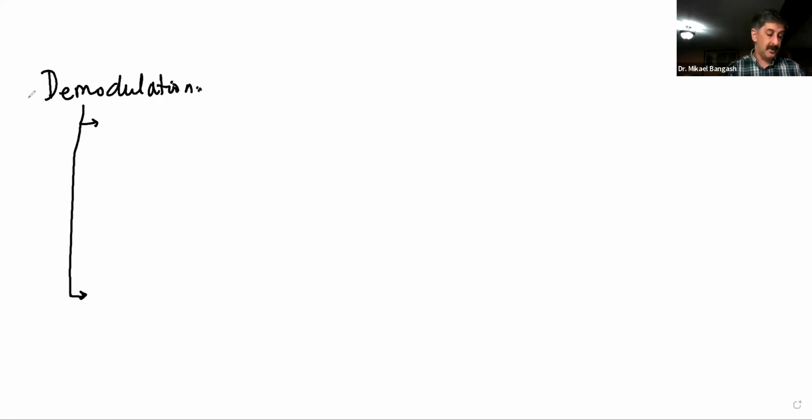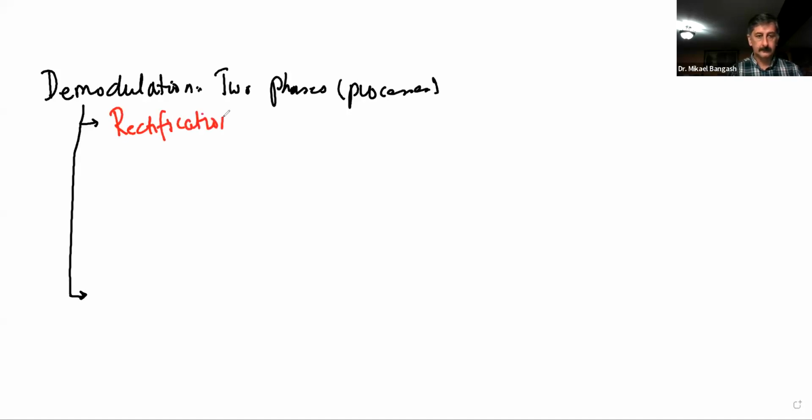But yes, there is a procedure of the receiver called demodulation, and this is a process of two phases. Demodulation is carried out in two phases, or two processes are carried out which make up what we call demodulation. The first process or phase of demodulation is what we call rectification.